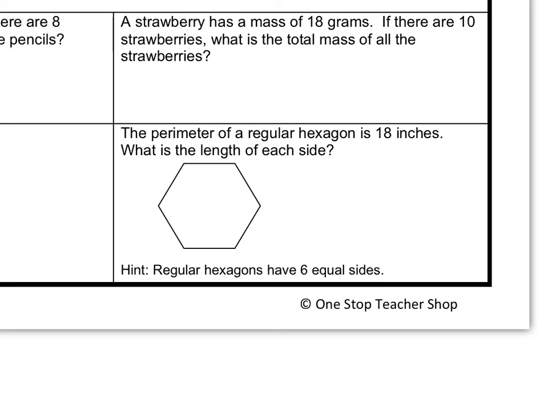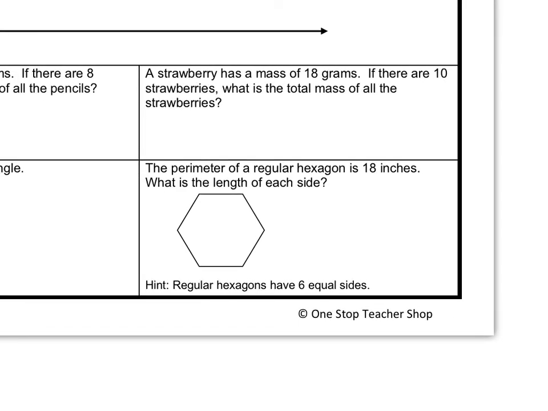Our last 2 questions are, a strawberry has a mass of 18 grams. If there are 10 strawberries, what is the total mass of all the strawberries? What you're going to do is write 18 and then you're going to do a 10. But instead of putting that 10 right there where it is, what you can do is write your 18, put the 1 under the 8, and put the 0 to the side. That way you know you can just drop that 0. So you do 8 times 1 equals 8, and 1 times 1. So overall, it would equal 180 grams.